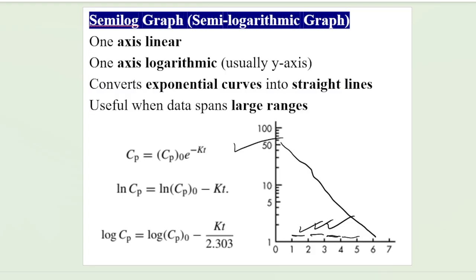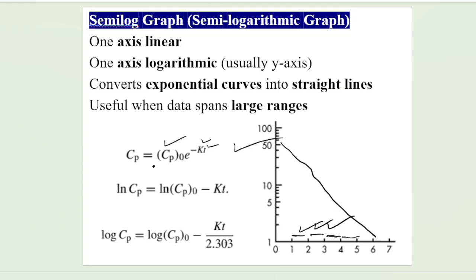There are different formulae that are basically applied, like Cp is equal to Cp naught e raised to the power minus kt, where k is the elimination rate constant, t is the time, and Cp naught is the initial concentration, that is called the intercept, and Cp is the concentration at any time. तो आप उसको calculate कर सकते हैं.